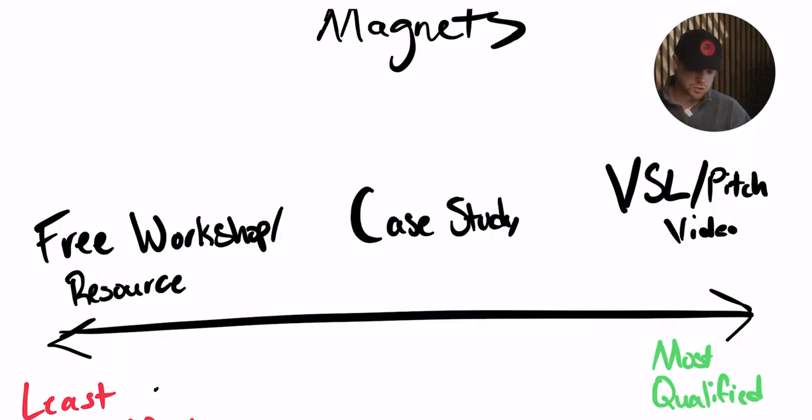And then finally, we have a VSL or pitch video. These are typically the most qualified type of people because you're saying, hey, customer avatar, we're gonna help you solve this problem, and here's exactly what we're going to do. And so people who are gonna be attracted to that are people who know they have a problem, they've been looking for a solution, and they're ready to do something immediately.